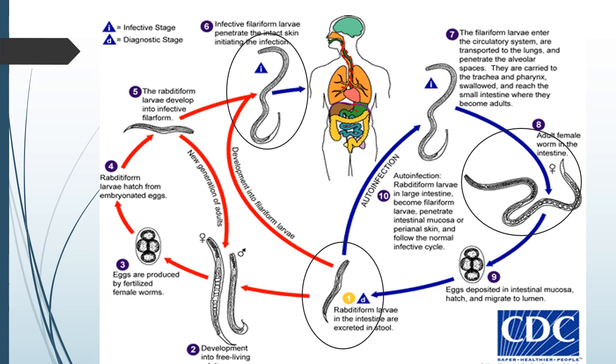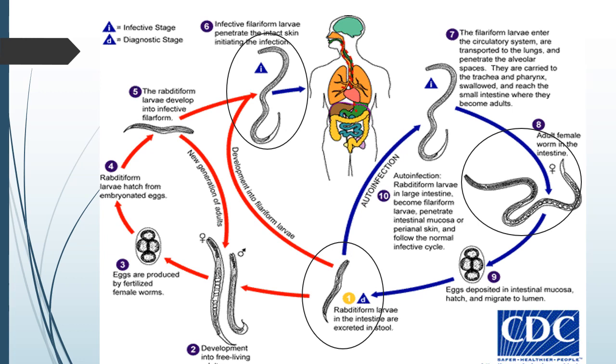So first is this route, just like hookworm. Second is this route where there is free living. And there is also a third route possible. That's why it is called a complex life cycle. And in the third route, this rhabditiform larva would not go into the soil to infect another human being, but from the perianal skin, it would infect the same person.